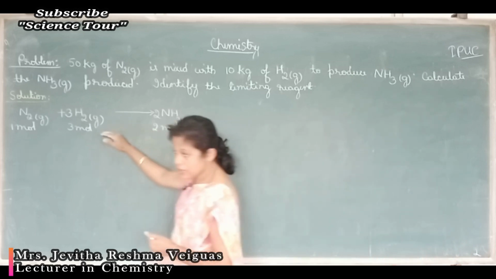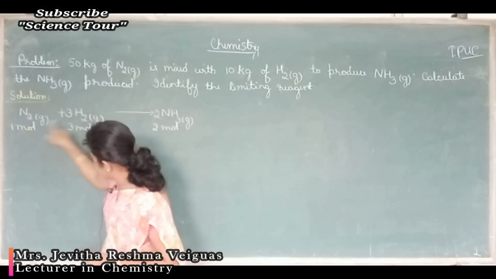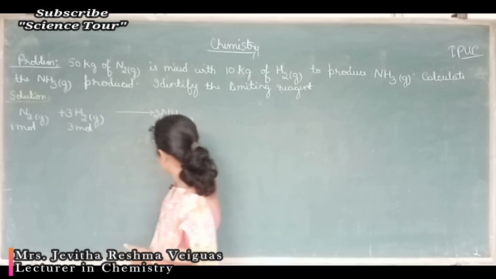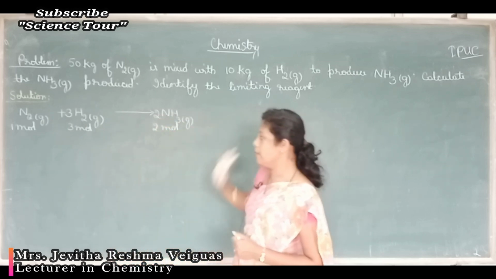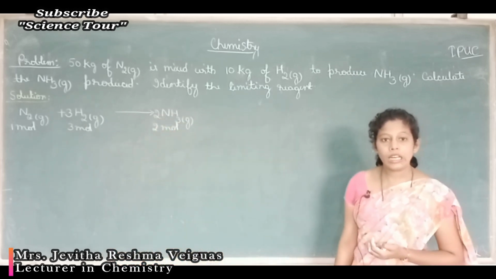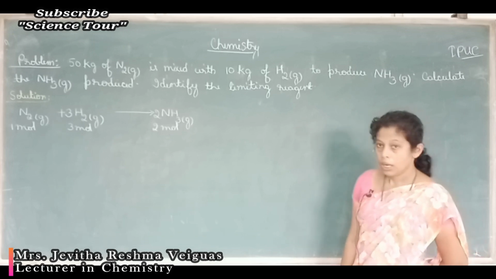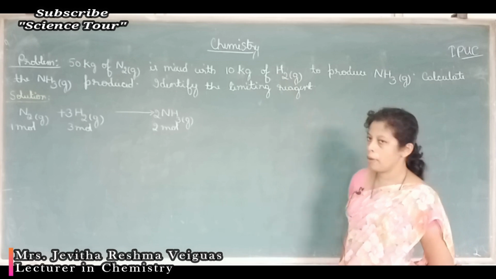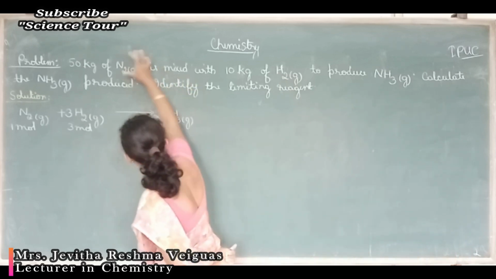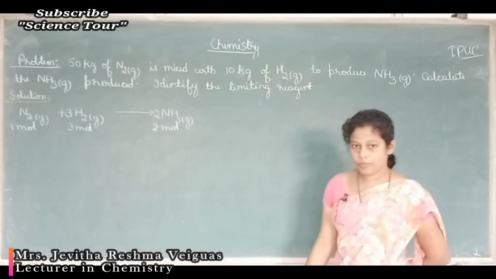Go through the balanced chemical equation. 1 mole of nitrogen reacts with 3 moles of hydrogen to produce 2 moles of ammonia. This is the information according to the balanced chemical equation. But what is given in the problem? Mass of nitrogen and mass of hydrogen.